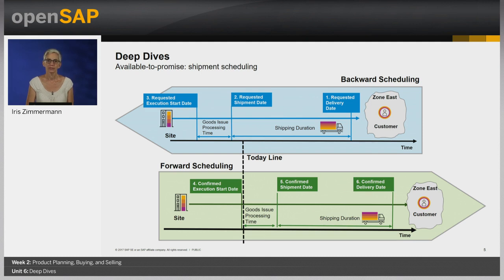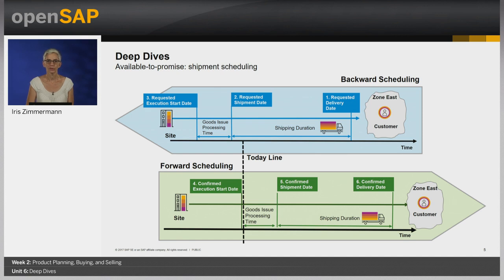Based on the requested delivery date displayed in number 1 in the graphic, the shipment duration is used to calculate when the goods should be shipped. The result is the requested shipment date, reflected as number 2. This is the date when the goods have to leave the site to be on time.